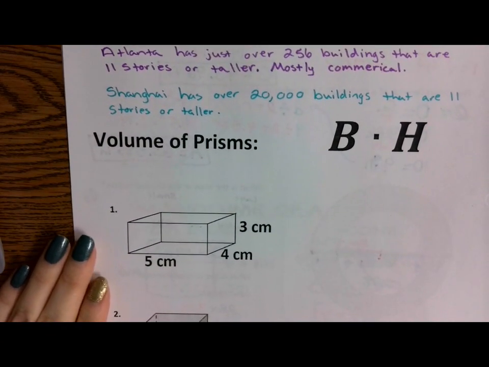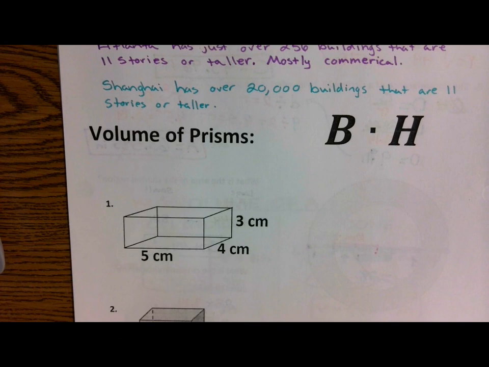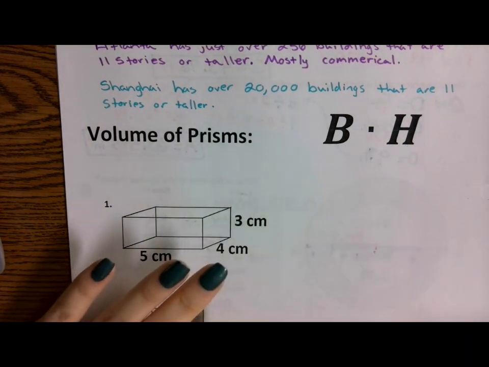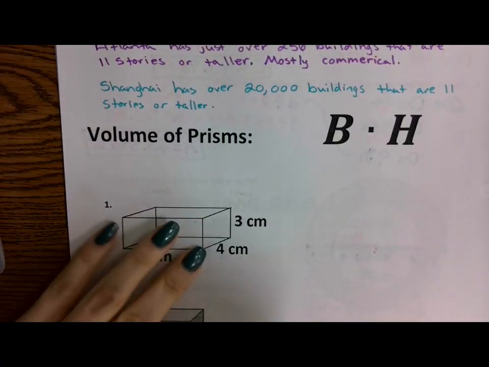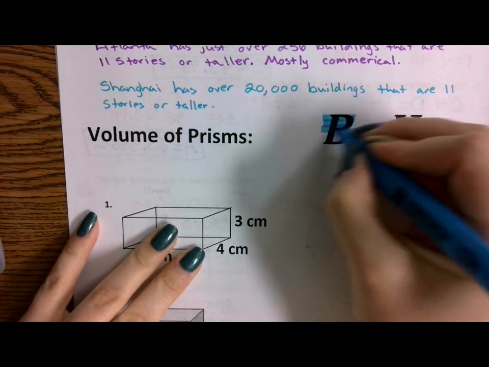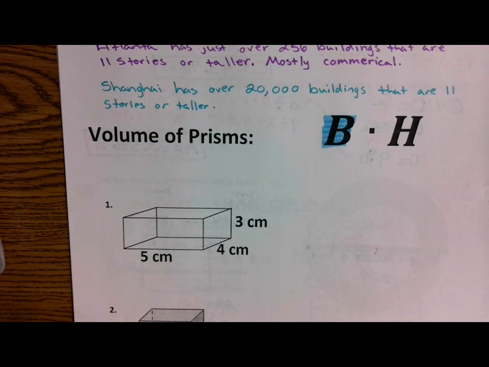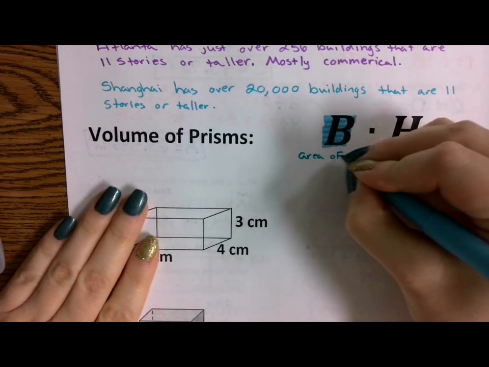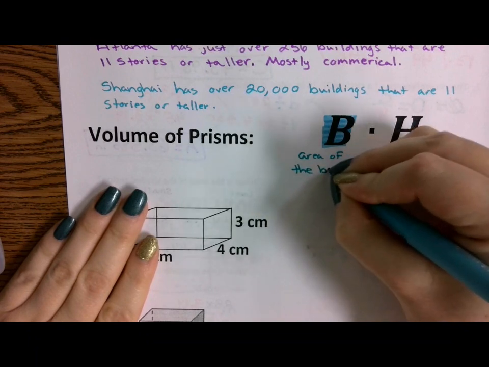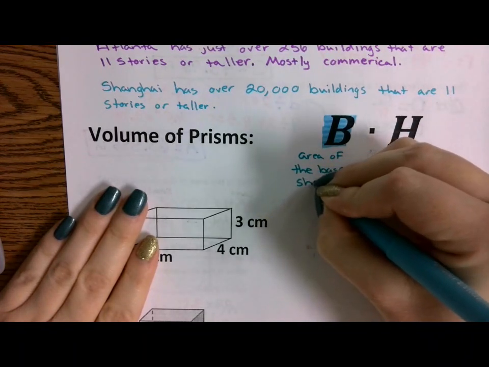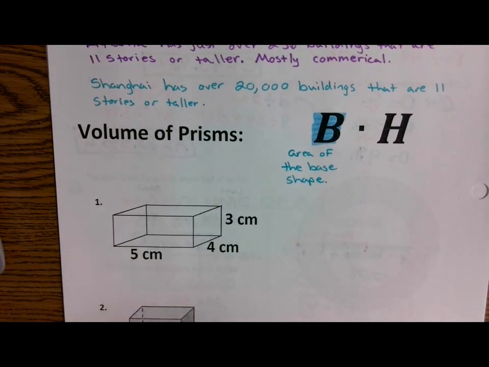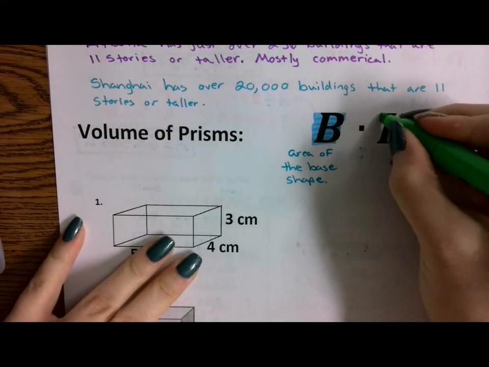So the volume of any prism, no matter what the prism is, we can use this formula: big B times big H. And big B, I'm going to highlight that in my blue. Big B stands for the area of your base shape. And then you're going to multiply it by big H.